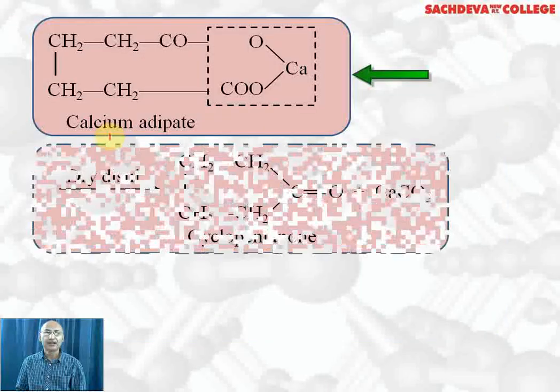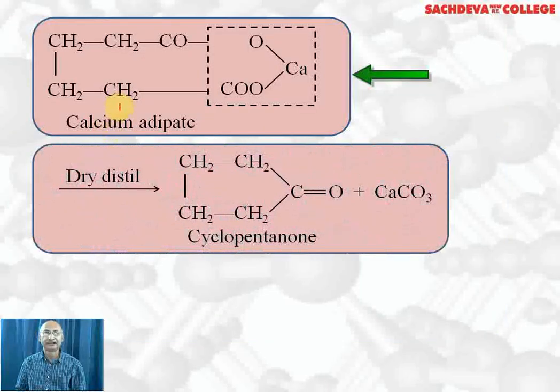And the last example is of calcium adipate, that is calcium salt of adipic acid, which is a dicarboxylic acid containing 6 carbon atoms. Here calcium carbonate will be removed and on dry distillation we get cyclopentanone plus calcium carbonate. So here we are getting cyclopentanone, which contains 1 carbon atom less than the calcium salt of adipic acid, because 1 carbon in the form of CO2 has been taken away in the form of CaCO3.